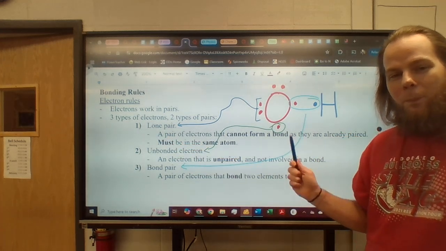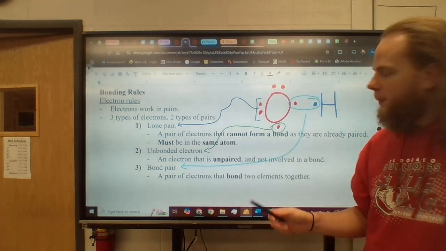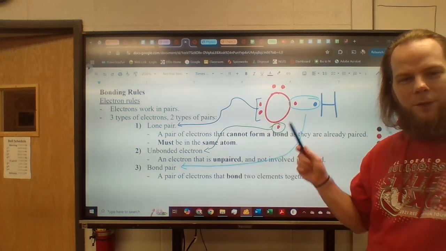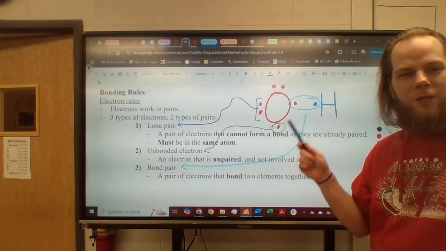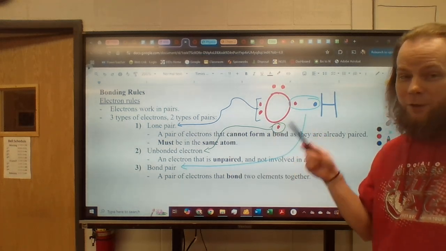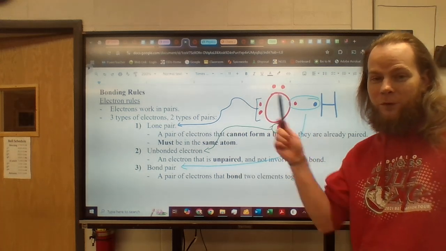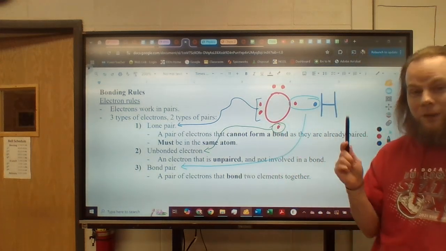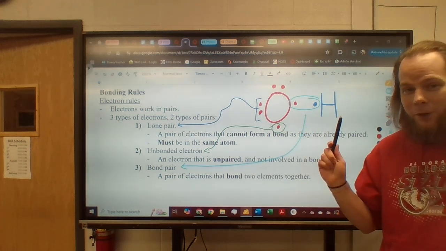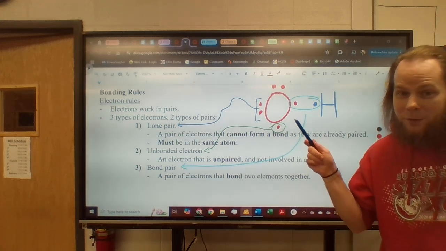Unbonded electrons are constantly on the prowl. They're always looking for somebody. However, each atom, this is a family. You can't date your sister. You can't date your brother. These two can't form a bond pair because they're in the same family. A bond pair has to be between an electron from this family and an electron from a different family. They might both be oxygens, but they're not going to be in the same atom. They're going to be in different families.